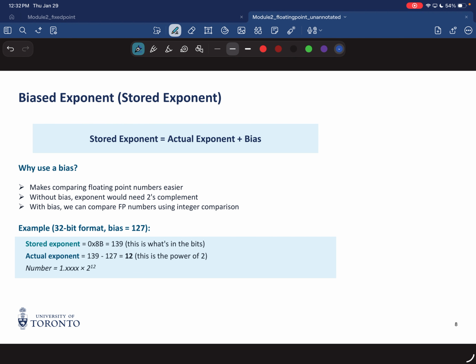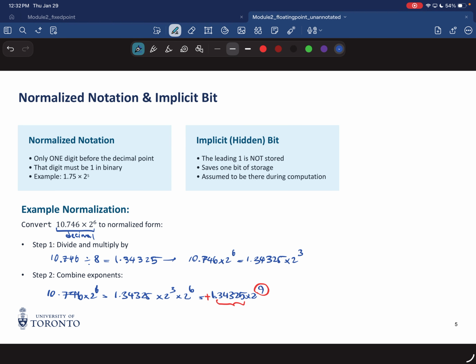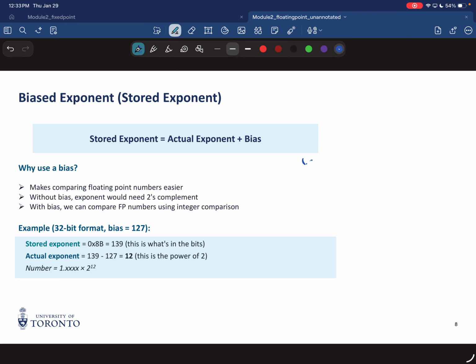So I already talked about this. If a number has an exponent, let's say what we derived before, 1.34325 to the power of 9, okay? Instead of storing this 9, we use a bias. This is what we call the actual exponent. We add 127 to it, and then we store 136.